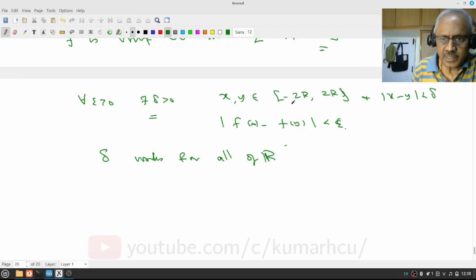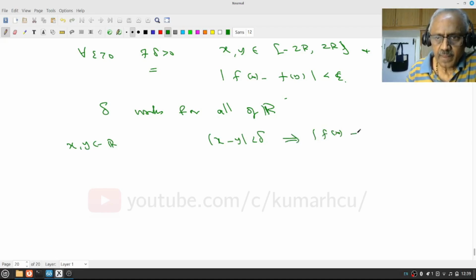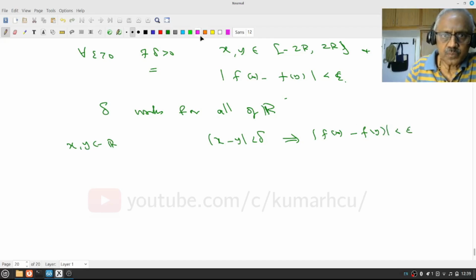It worked only on minus 2r to r, but on the entire real line it works, is what I want to say. So let us start with x and y in R, so that |x − y| < δ. Then I want to prove |f(x) − f(y)| < ε. This is what I want to prove.